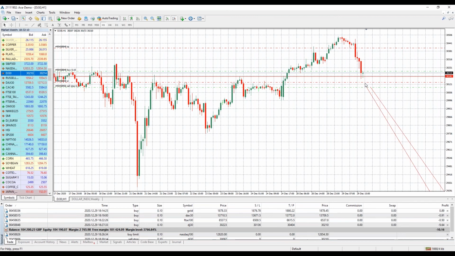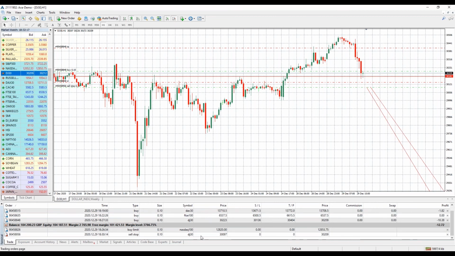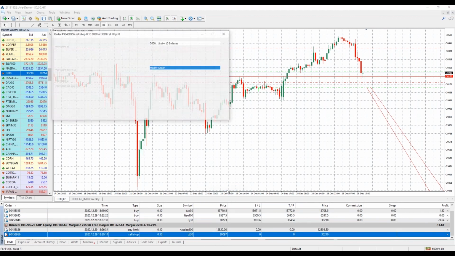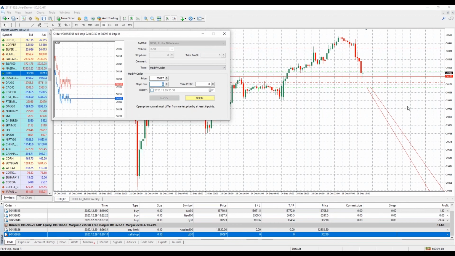So I've got my sell stop down here. My stop loss then should probably go back above that price. Okay, so if my sell stop initiates, then maybe I want my stop loss up here at 30,000, maybe 225.